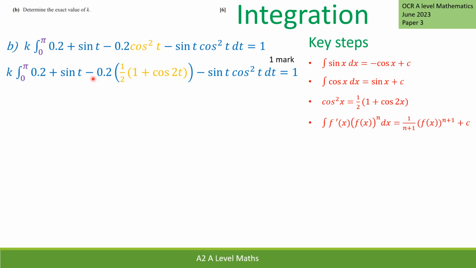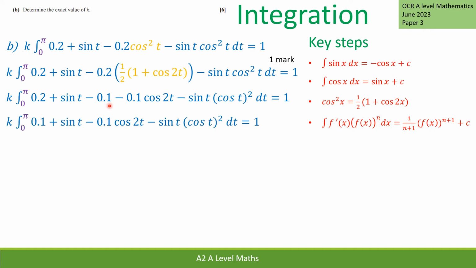And then I'm going to have a minus 0.1 times cos 2t, which will be minus 0.1 cos 2t. Here I've got a 0.2 minus a 0.1, which can combine together to give me 0.1. The sine t is still here. I've got minus 0.1 cos 2t minus the sine t times by cos t all squared with respect to t, and that equals 1 still. Remembering the k outside the front of your integral sign.